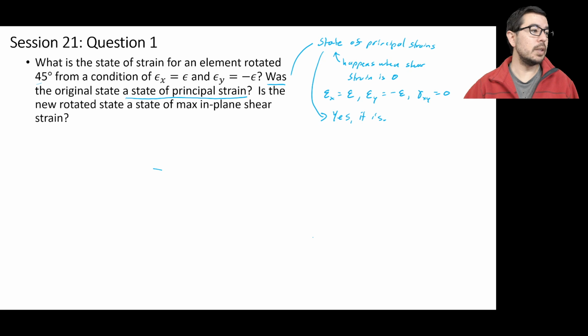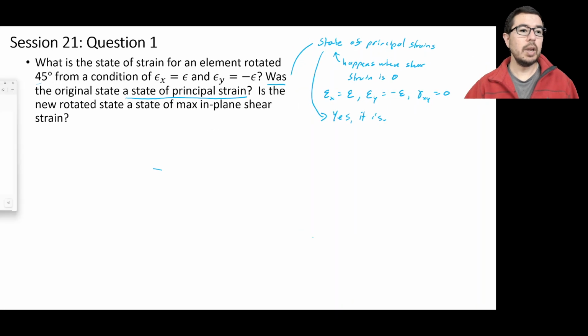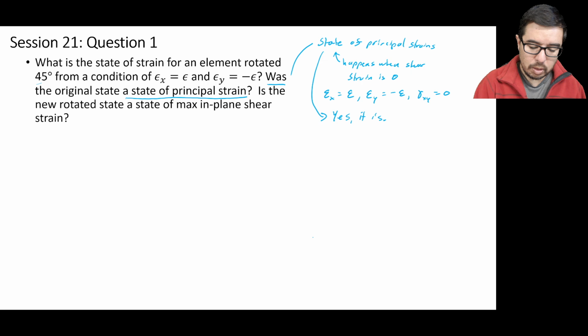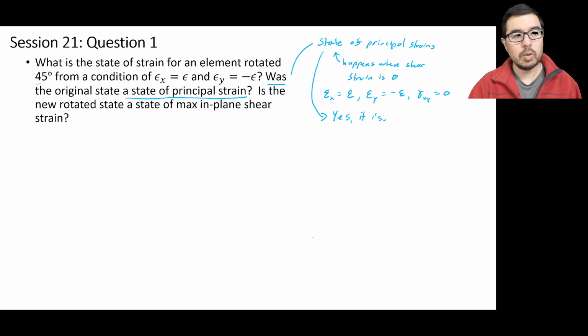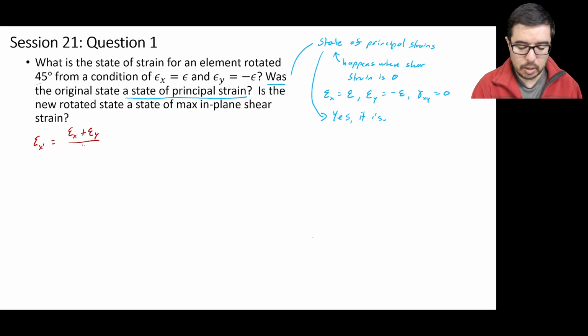Now let's take a look at the first question. The first question here is, what is the state of strain for an element rotated 45 degrees from the original state that was given? For that, let's write out the strain transformation equations. We'll get to Mohr's circle for strains in a little bit, but the strain transformation equations look very similar to the ones that we use for stress.